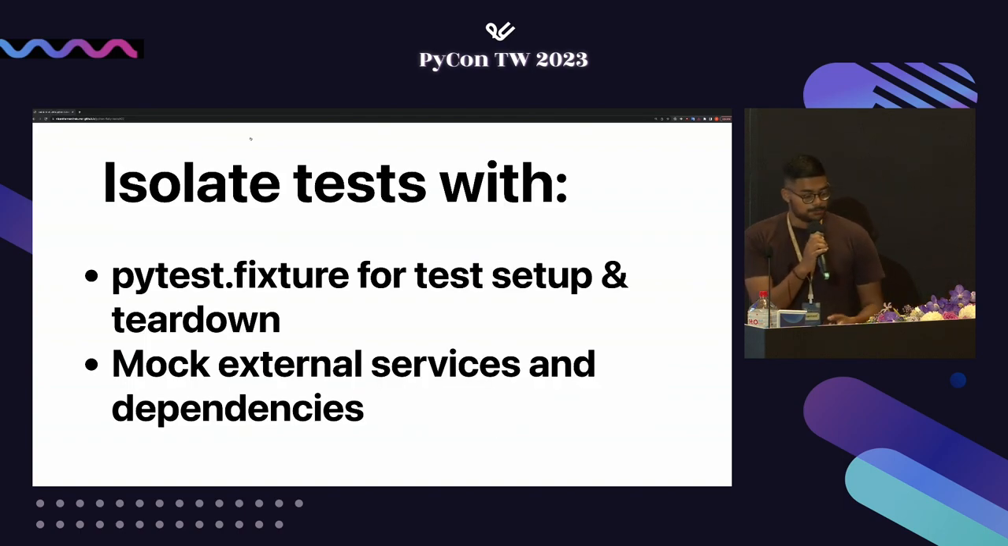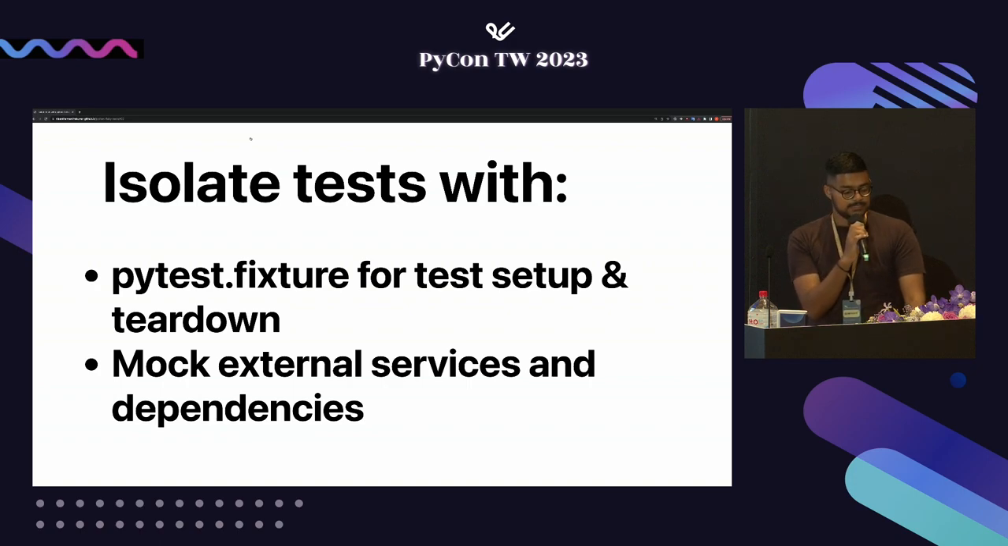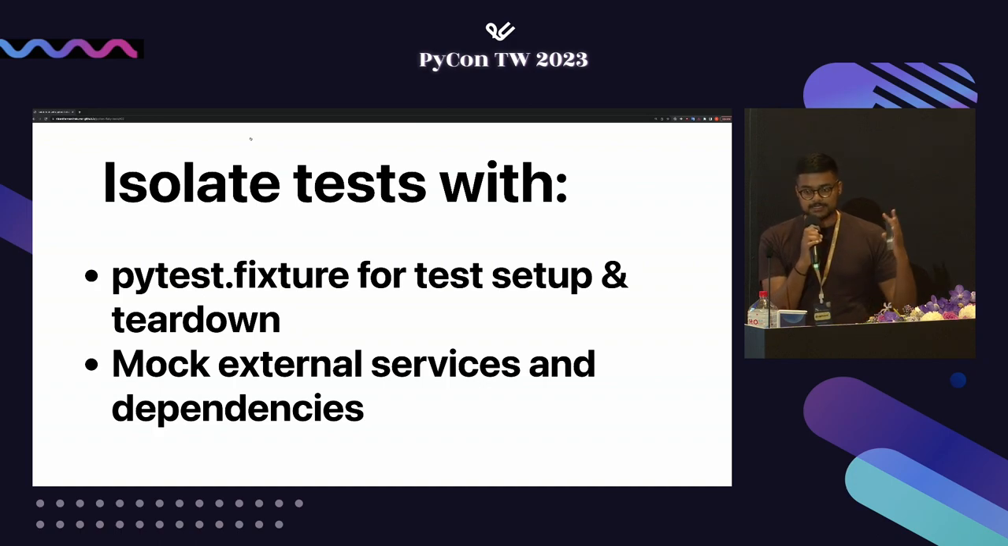Tests should live in their own bubble, untouched by external states or other tests. PyTest fixtures provide this by setting up the prerequisites and cleaning up after tests. For instance, if you're testing a database feature, a fixture can create a fresh database instance and tear it down post-test. Also consider mocking external services and dependencies. This way your tests aren't relying on external systems, state, or availability, eliminating an entire category of flakiness.